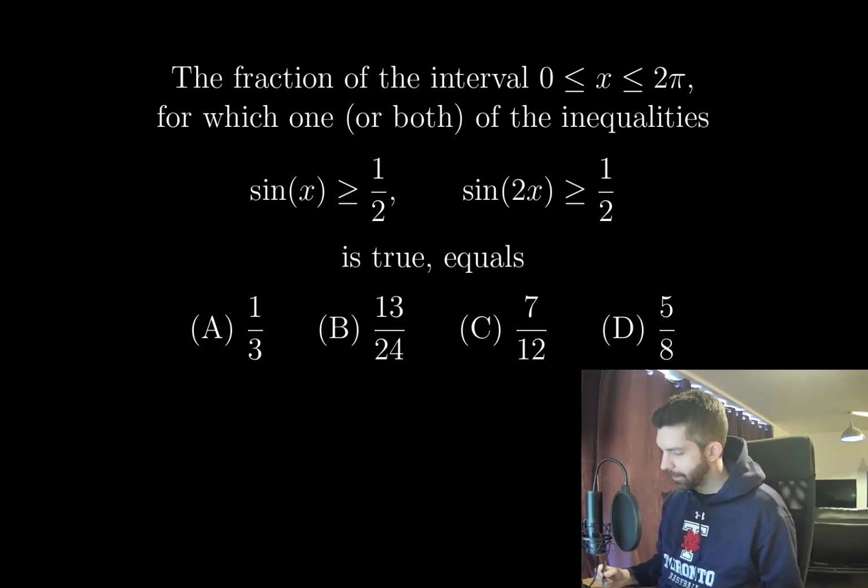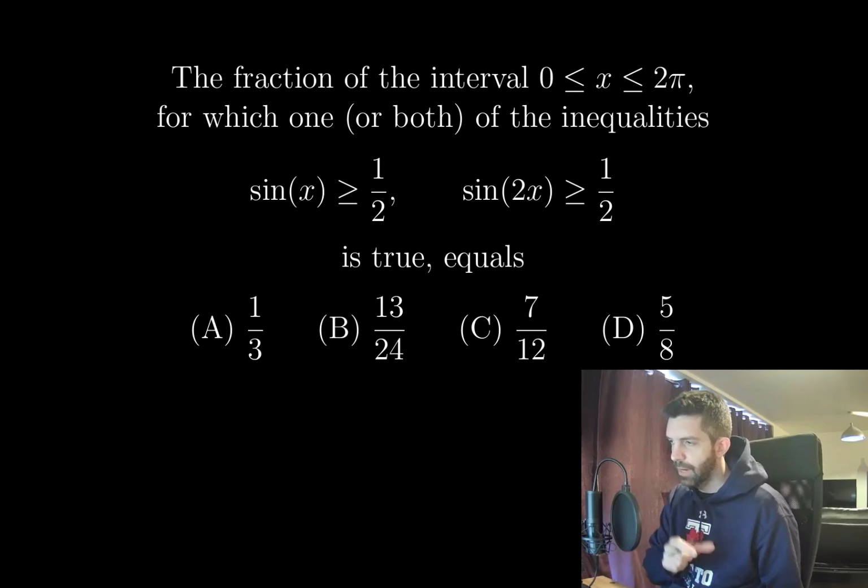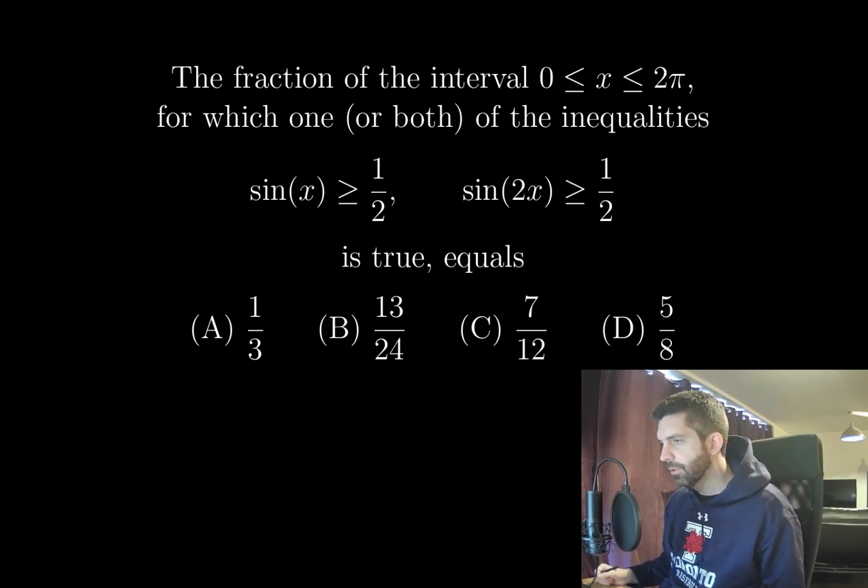Okay, so I think the best way to do this is maybe just to plot the functions sin x and sin 2x, and then highlight which parts of the interval from 0 to 2π satisfy these inequalities.